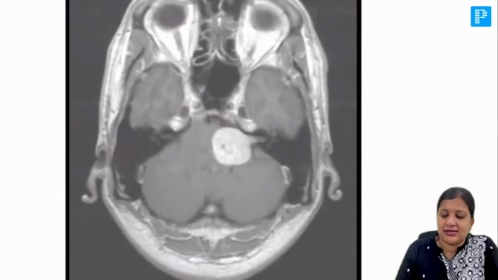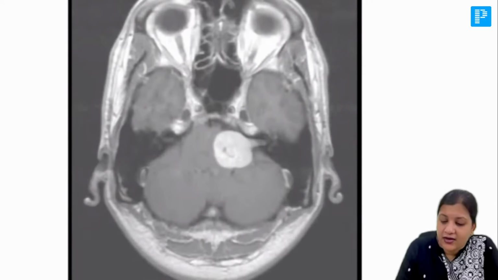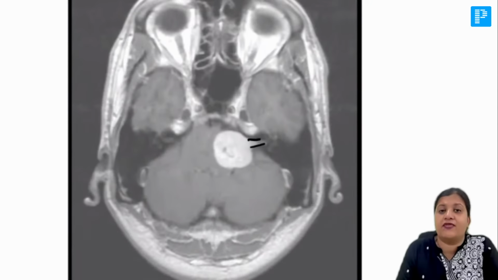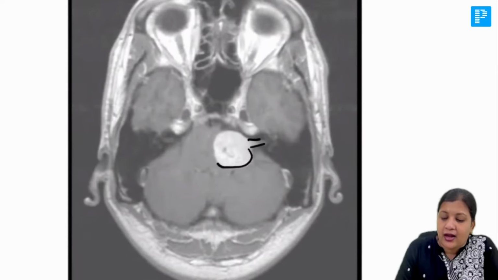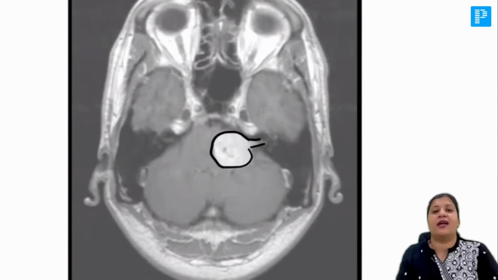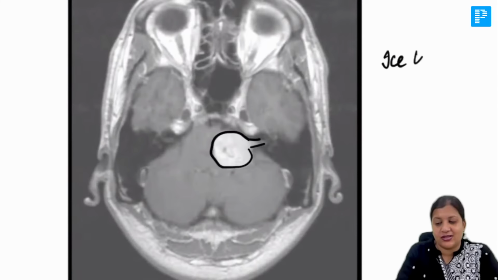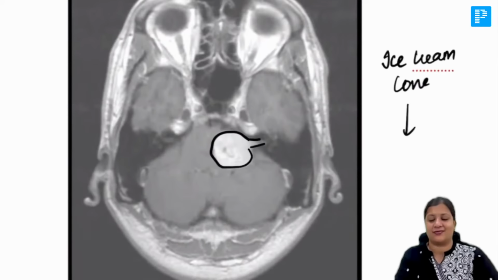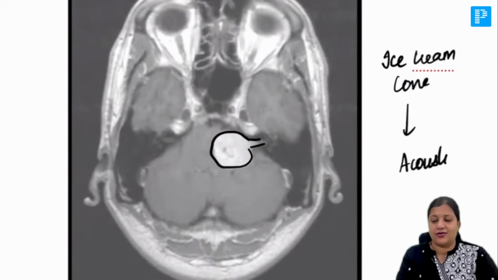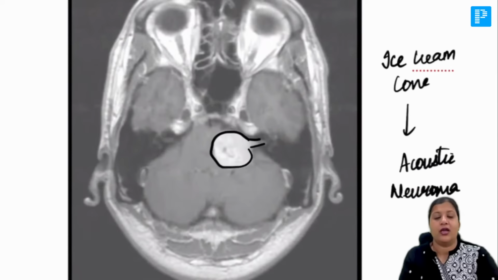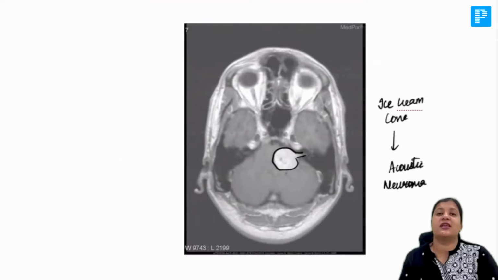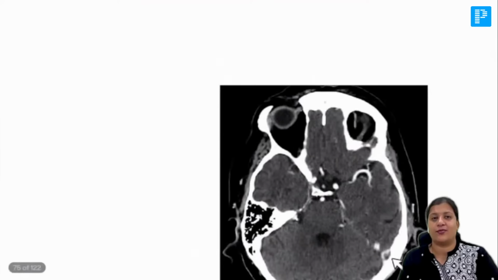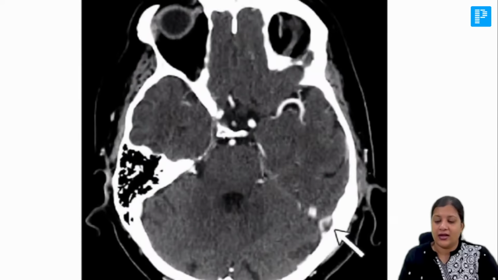Now look at this. This is a contrast enhanced MRI where you see that there is a tumor coming from the internal auditory canal and going towards the brainstem and the cerebellum, giving rise to this appearance which is called as ice cream cone appearance, seen in which condition? Acoustic neuroma. Very good. Or vestibular schwannoma. Bilateral acoustic neuroma you see in neurofibromatosis type 2, but this is unilateral, so it is not neurofibromatosis type 2.